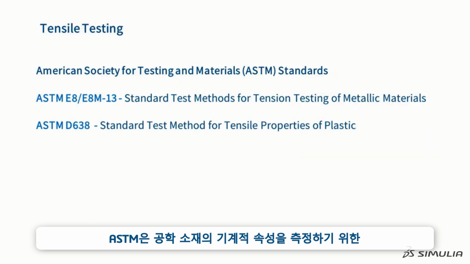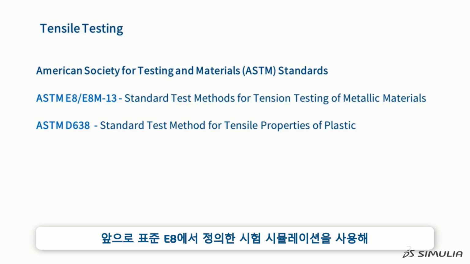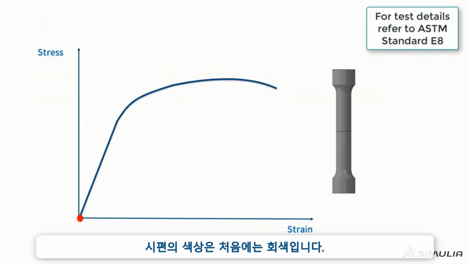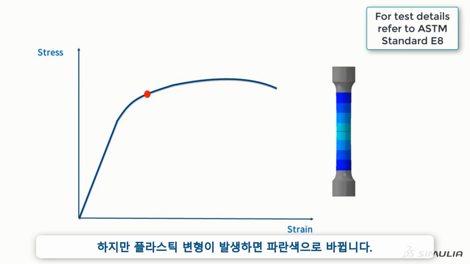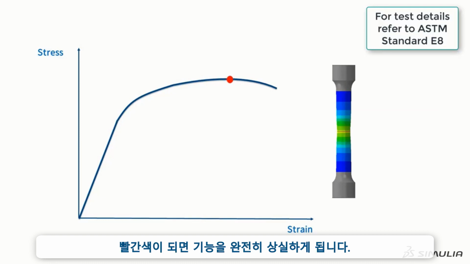The ASTM organization has defined standards for measuring the mechanical properties of engineering materials. We have listed two of the standards here. We will use a simulation of the test, defined in Standard E8, to help you make a physical connection to the published strength numbers. The test coupon starts out gray. As it experiences plastic deformation, it becomes blue. The color changes as the amount of plastic deformation increases, with complete failure occurring when it becomes red.